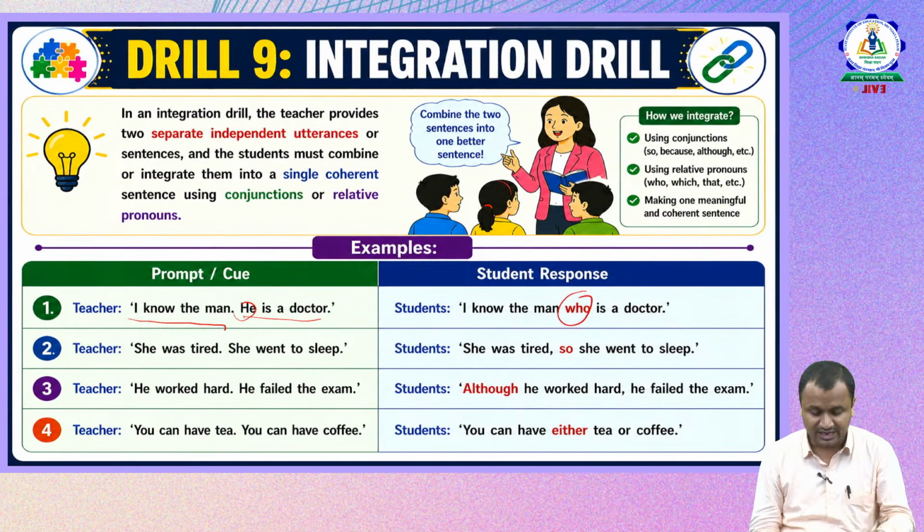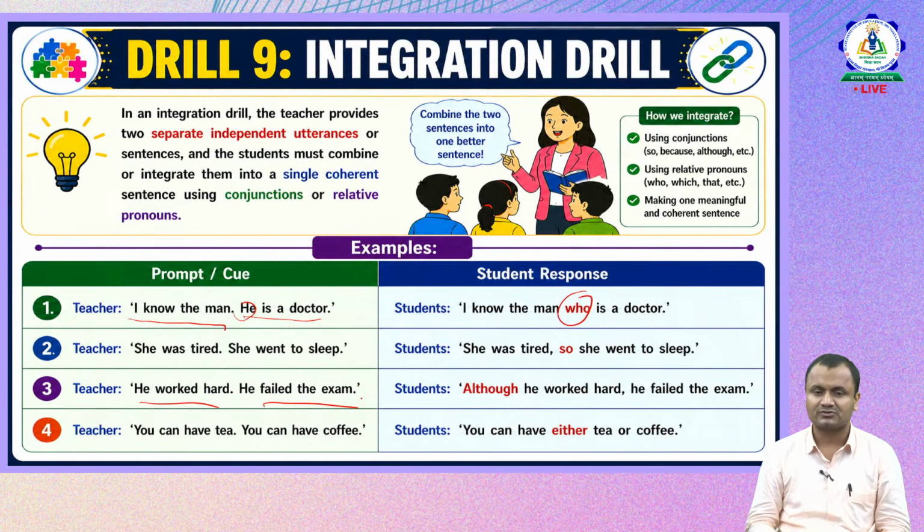Let's say, he worked hard and he failed the exam. He worked hard, he failed the exam. This is the teacher's sentence. Now students will use any conjunction or relative pronoun to make this meaningful and connect or integrate both the sentences.